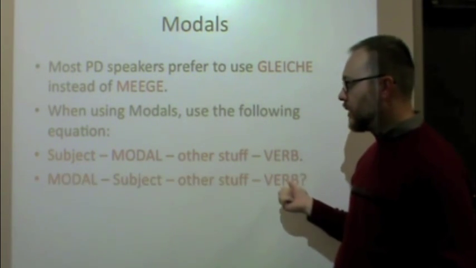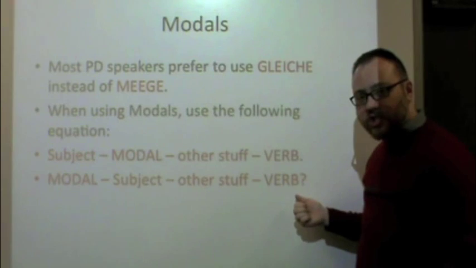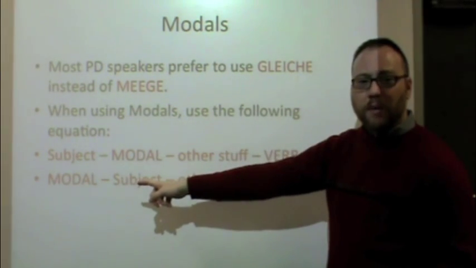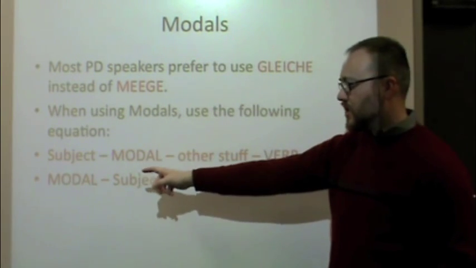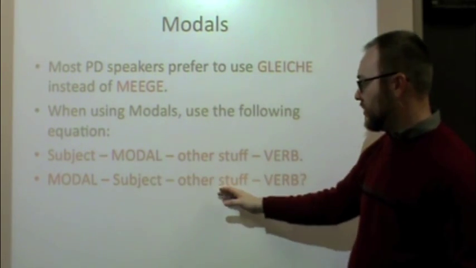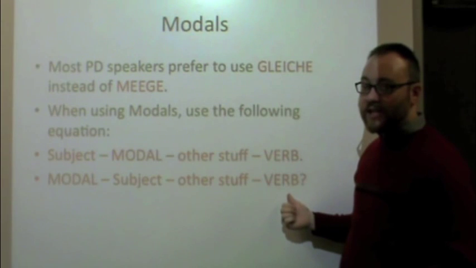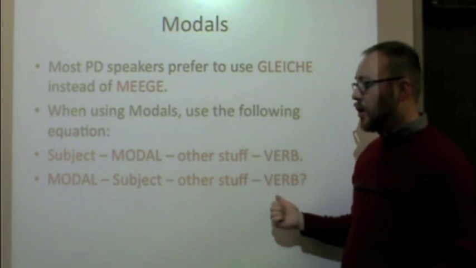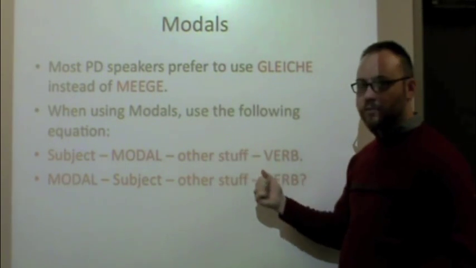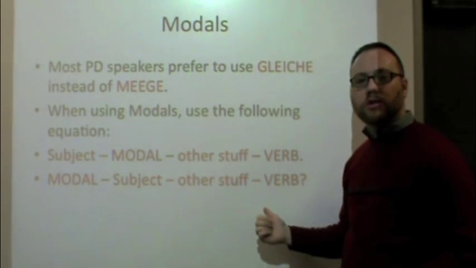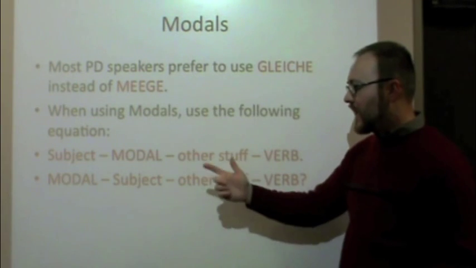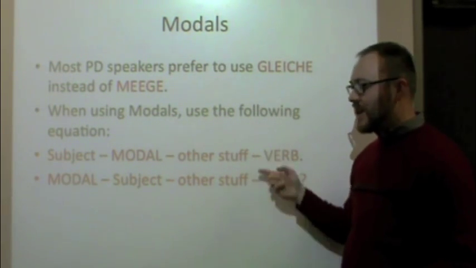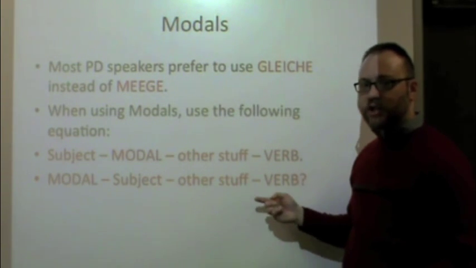Okay? If you're going to ask a question, the only thing that changes is the subject and the modal flip positions. So it's going to go modal, subject, other stuff. The verb is still at the end. That's not going to change. Question mark. Okay? So from I can go to the movies to can I go to the movies. But in Dutch it would be can I to the movies go. So that's going to take some getting used to. Practice, practice, practice.